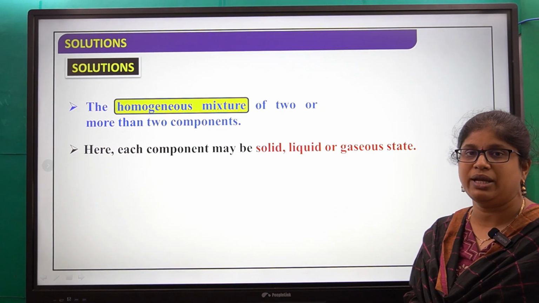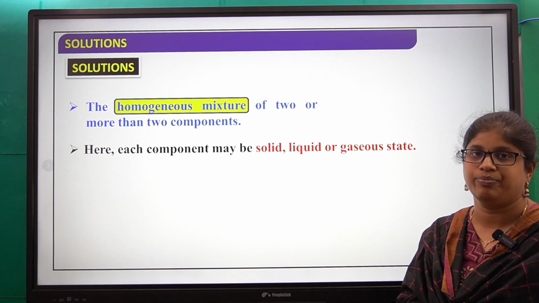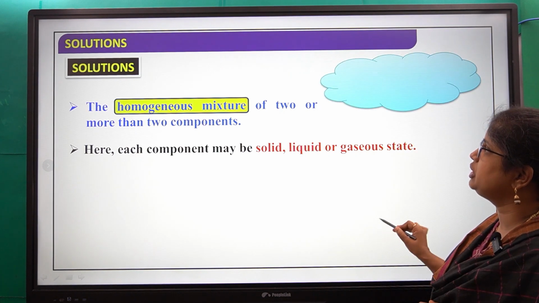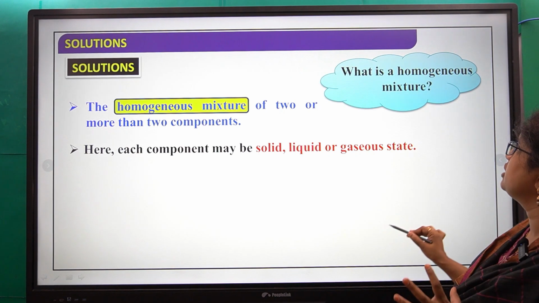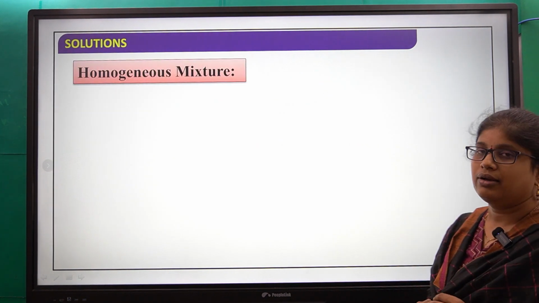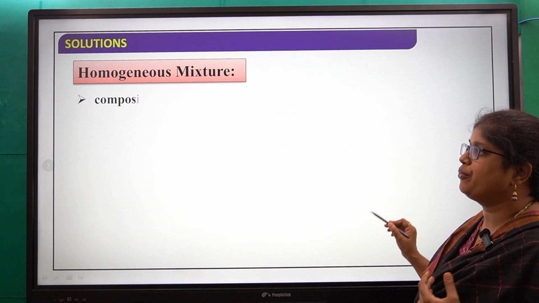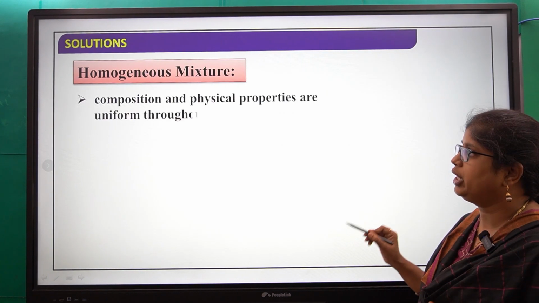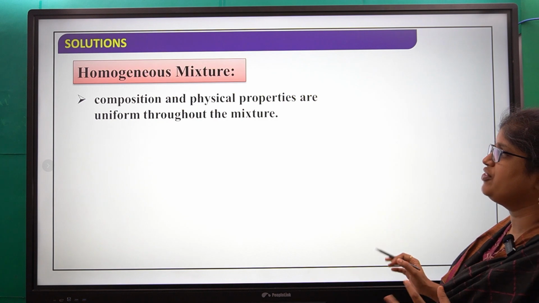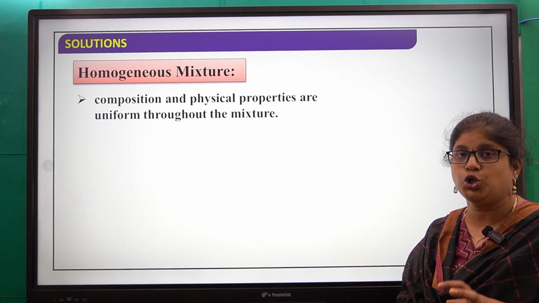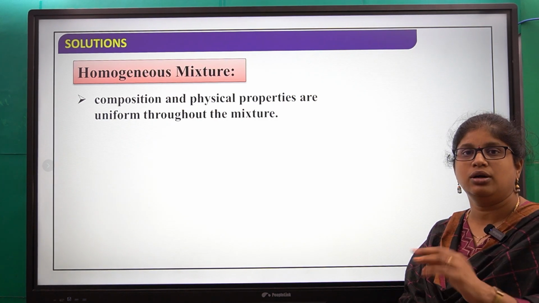First, what is meant by homogeneous mixture? Homogeneous mixture is a mixture which has the same composition throughout the mixture. Composition and physical properties are uniform throughout the mixture.